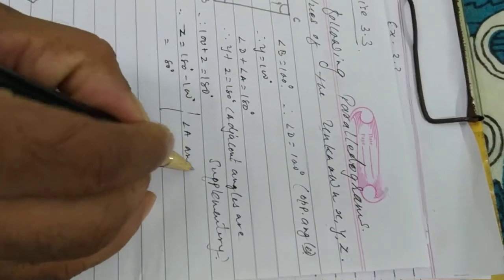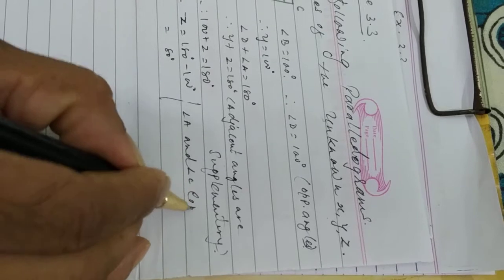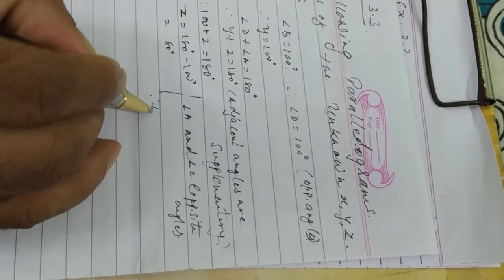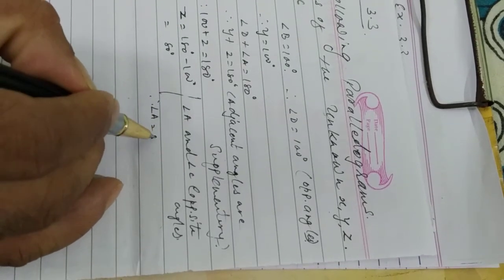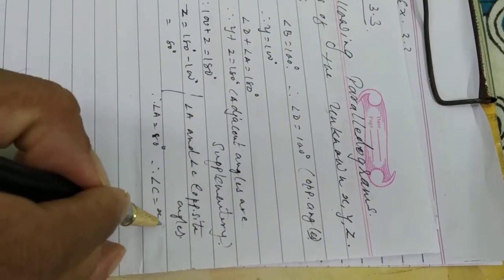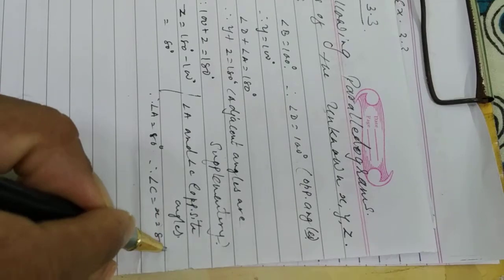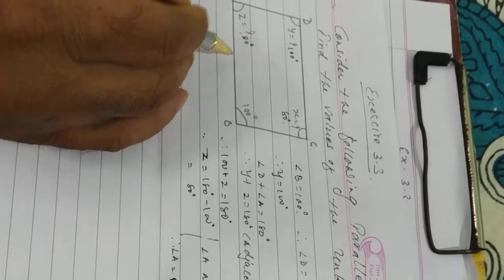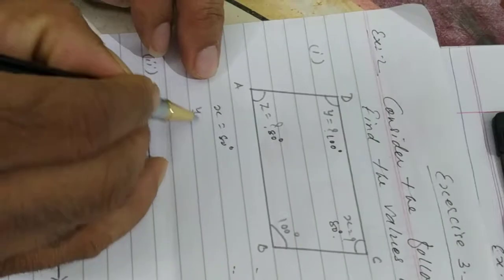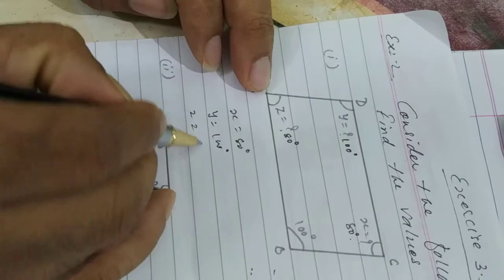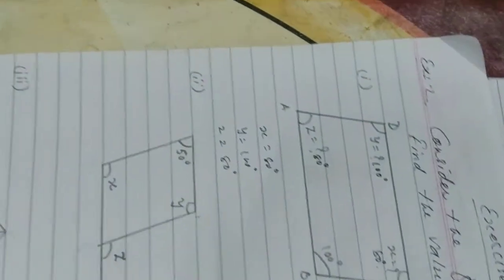Now A and C. Angle A and angle C, what? Opposite. So if angle A is equal to 80 degrees, therefore angle C is equal to what? x is equal to how many degrees? 80 degrees. Got it? So all of you understood about it. So x is equal to what? 80 degrees. y is equal to 100 degrees. z is equal to 80 degrees.